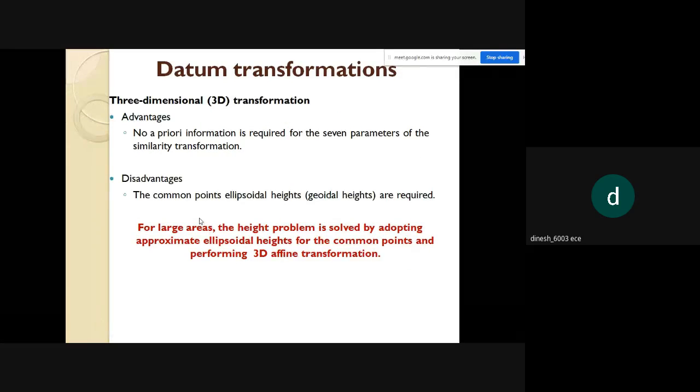The advantage is that no prior information is required for the 7 parameters. The disadvantage is that ellipsoidal heights or geoidal height information is required. Common point information is required, and this is used in larger areas where the height problem can be solved by adopting ellipsoidal heights for the common points and performing the 3D transformation.